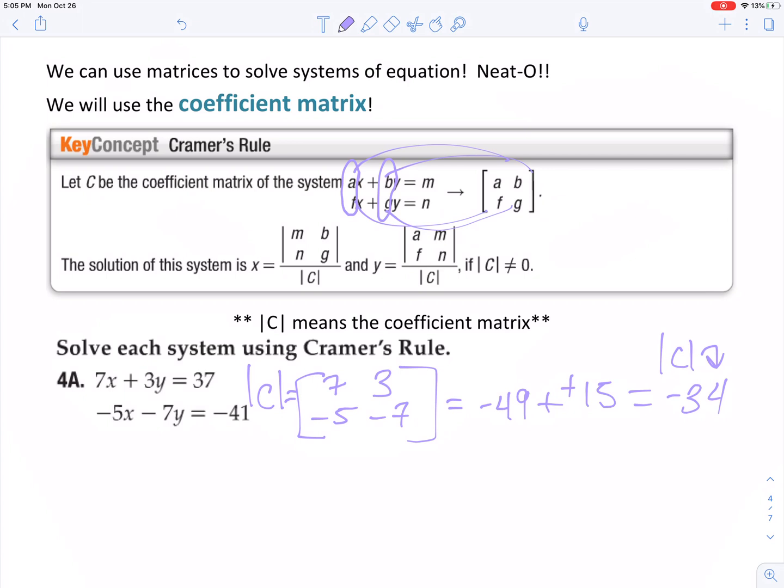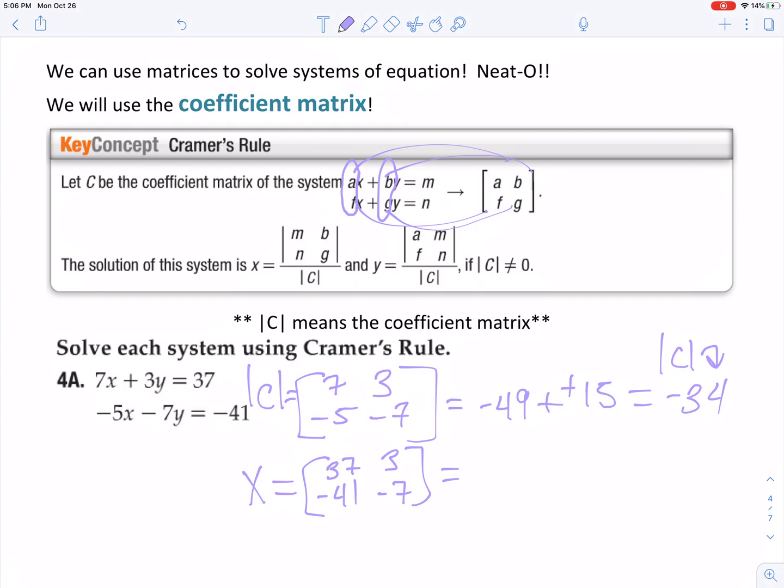So what I'm going to do next, if I want to know the x variable, I'm gonna call it the x matrix. What you're going to do is actually take what it equals, the mn as they call it up here. Highlight that where you can see it, okay? You're going to plug those in for the x column, like the x coefficients. So instead of writing 7, -5, I'm going to write 37 and -41. And then just finish out your matrix with 3 and -7.